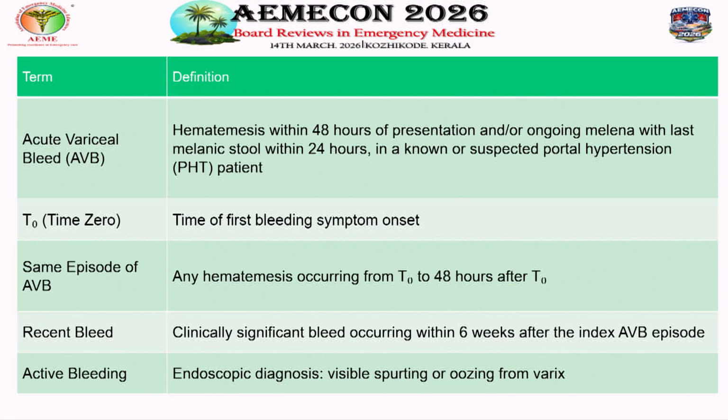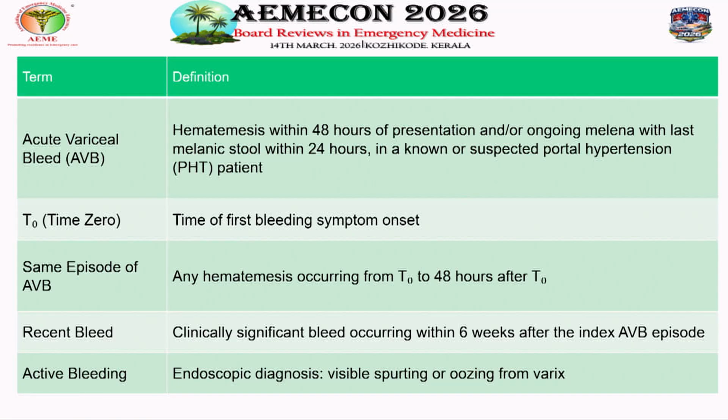Suppose the patient had the first bout of hematemesis at 3 o'clock, that will be the T0. And 48 hours after the T0 is acute. Within that 48 hours, however many times he bleeds, that will be considered the same episode. So acute variceal bleed is T0 to 48 hours.